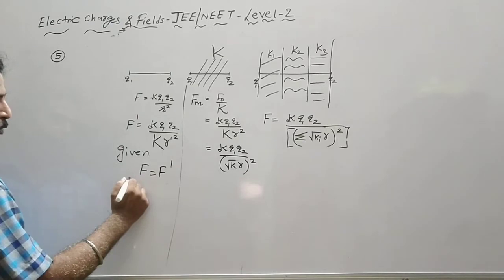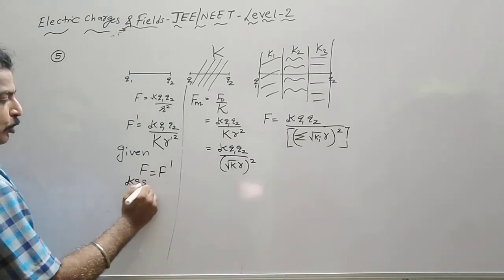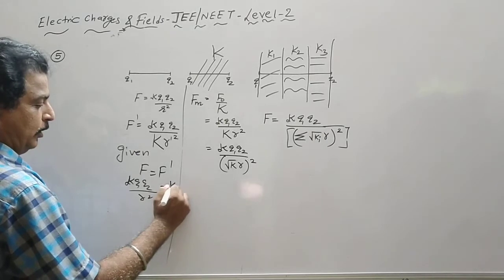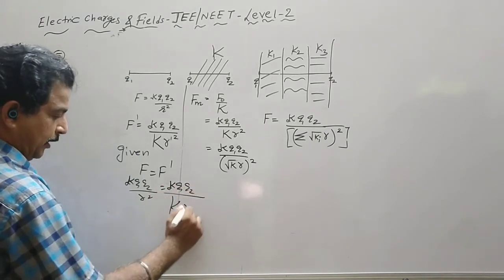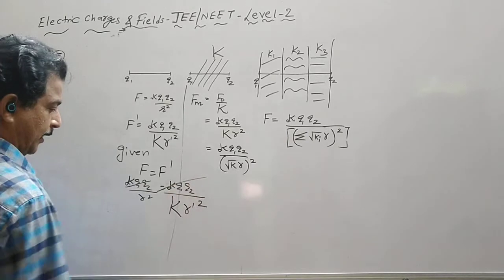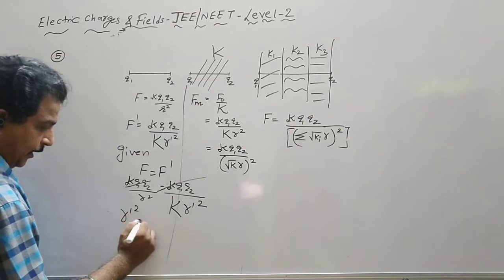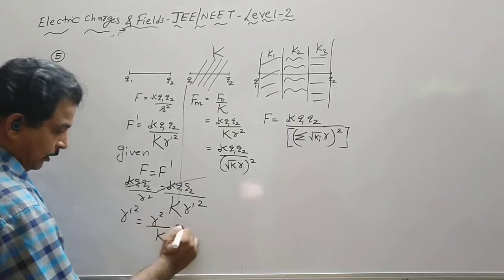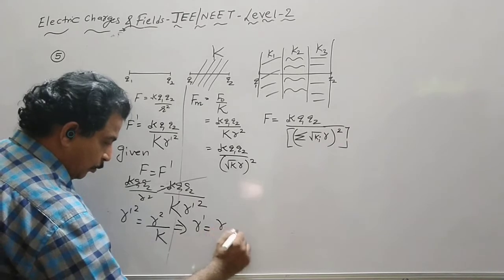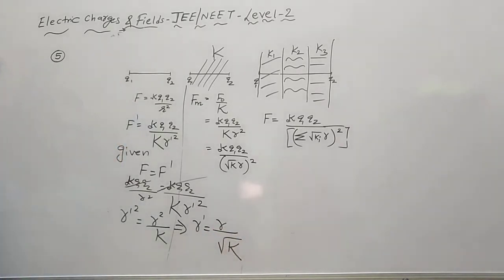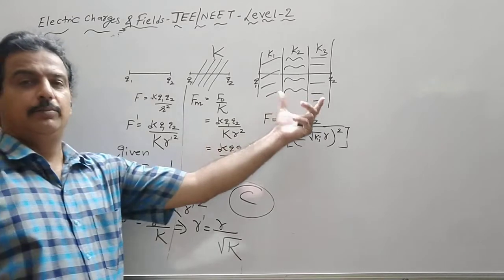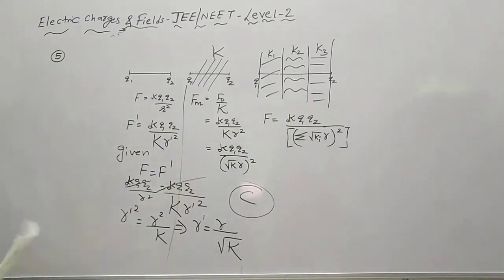So I substitute this value: K Q1 Q2 upon R square is equal to K Q1 Q2 upon capital K R dash square. So these things are cancelled. So I have to find out R dash. So R dash square is equal to R square upon K. This implies R dash is equal to R by root K. So the option is C. So if we have a different medium, you keep this in mind. This MCQ was very simple.